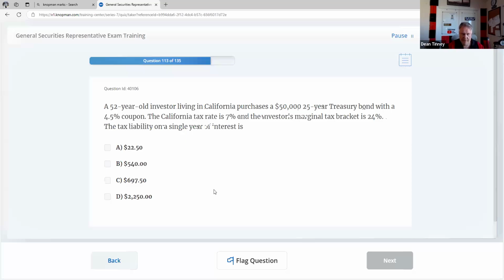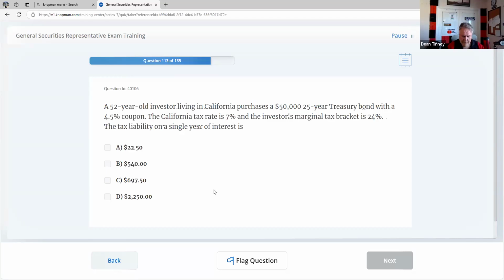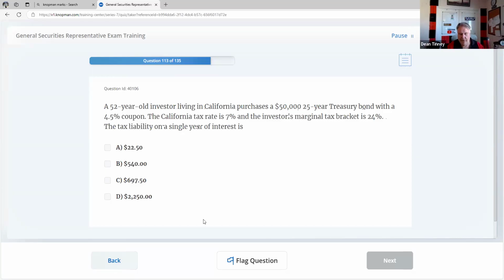I think what I would have done is said, well, 4.5% means each of these bonds is paying me $45. Yeah, that's what I was about to say. 50 of them. So I'm collecting 2,250 in interest. It's a treasury bond. The US Treasury can and will tax me on that. The state of California would like to, but can't. So I'm going to times that by 24%. And I do indeed get one of those answers.